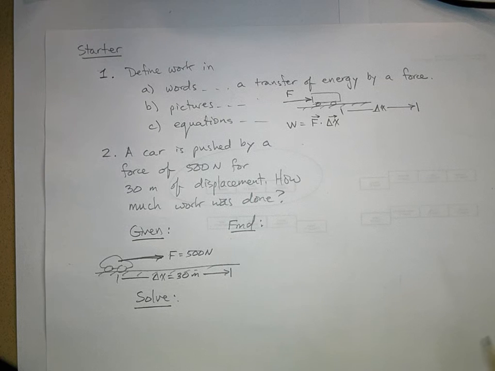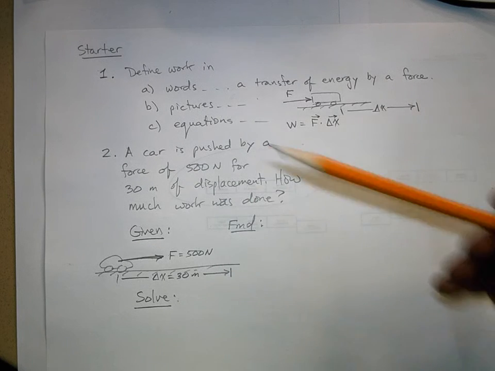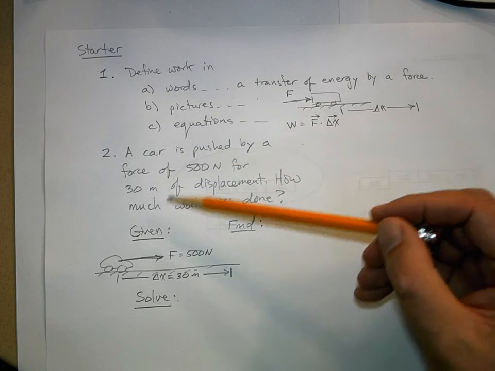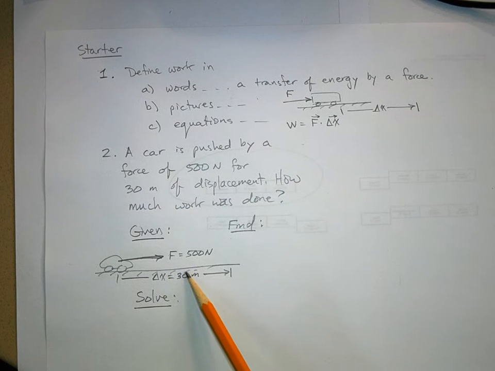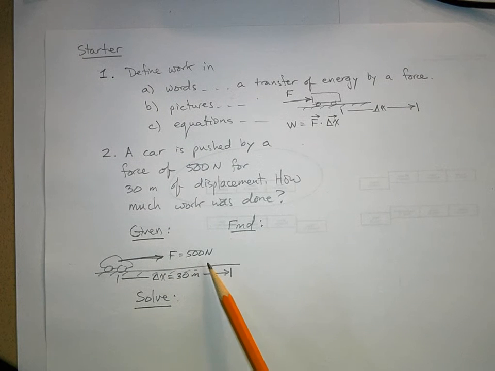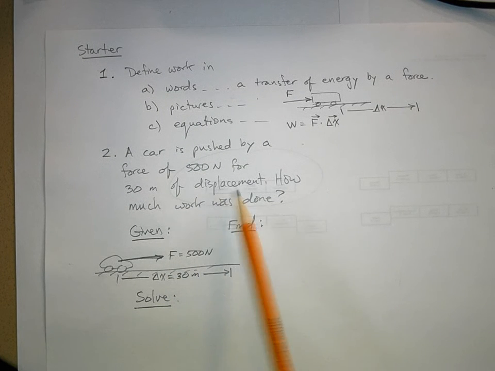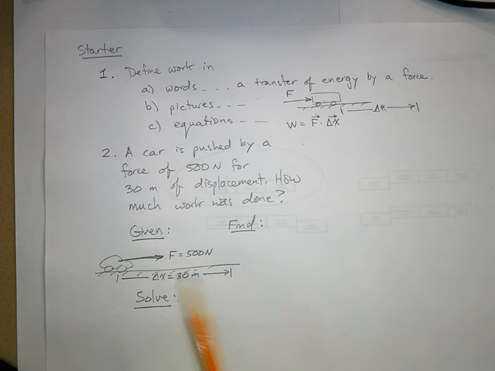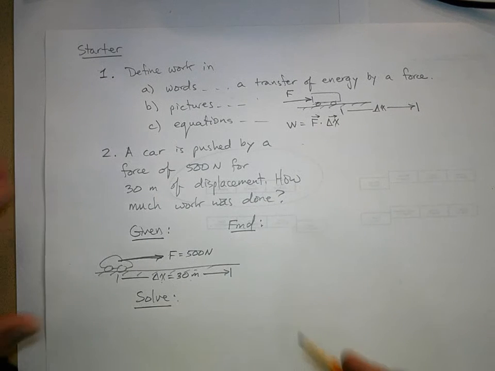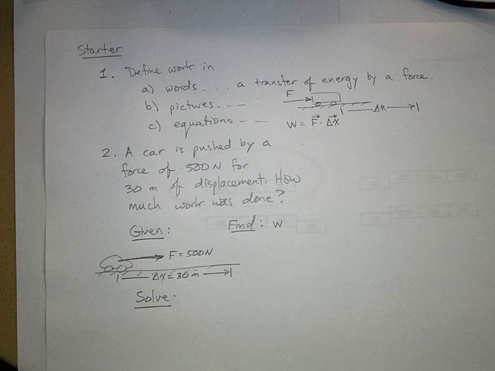And so notice what I'm doing here. I'm expressing what's given in terms of the variables we use. We use F to represent force, and we use delta x to represent a change in position or how far we pushed the object. And around a picture, so it's easier to visualize. And we're trying to find the work done. So you just have to put W for work.